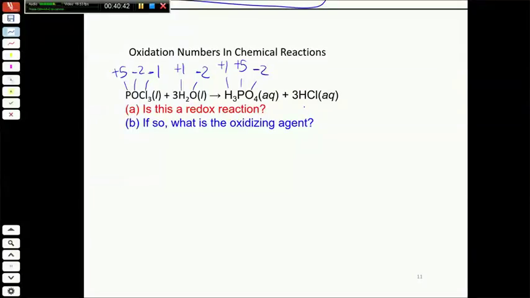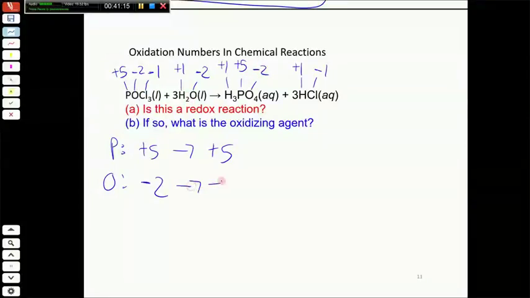And then finally HCl, it's a covalent compound with chlorine. We said that unless chlorine is the central atom, it's going to be -1, and then hydrogen is +1 in any covalent compound. So +1 and -1 cancel out to give you a sum of 0. So if we look at all the oxidation numbers, phosphorus goes from +5 to +5. Its oxidation number is not changing. Oxygen is -2 on the reactant side. It appears twice, both in POCl3 and water. In the product side, all of the oxygen is also -2. So that's not changing.